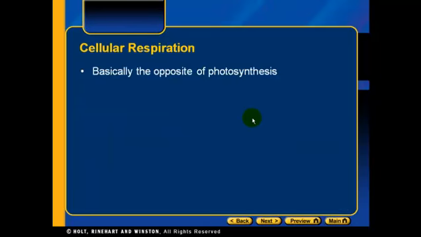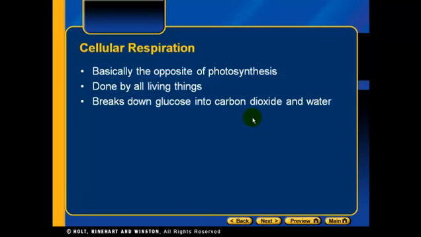For cellular respiration, here's a review. It's basically the opposite of photosynthesis. It's done by all living things. It breaks down glucose into carbon dioxide and water. There is your equation, adding the 36 ATP at the end.